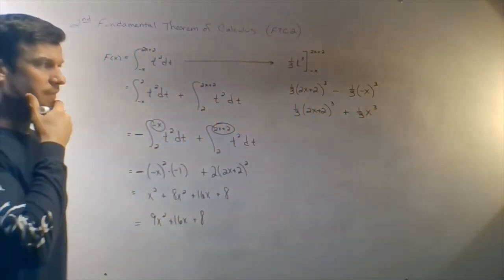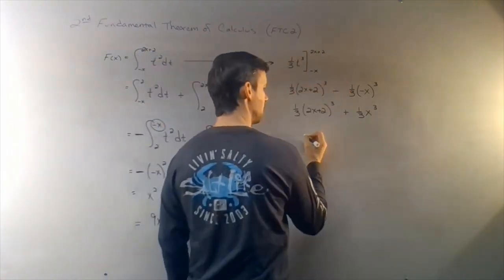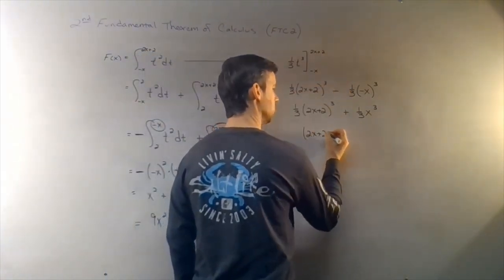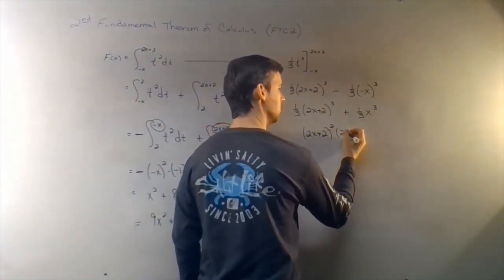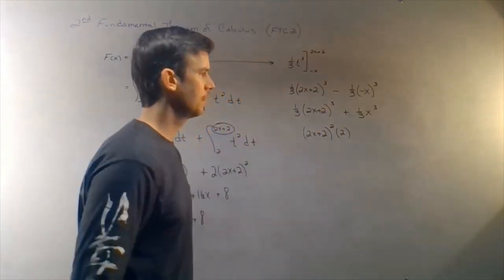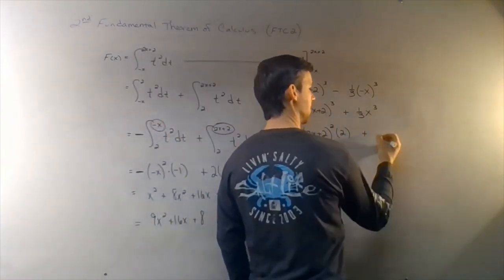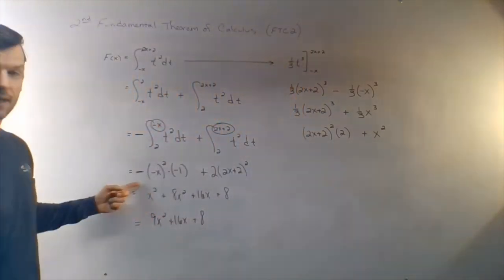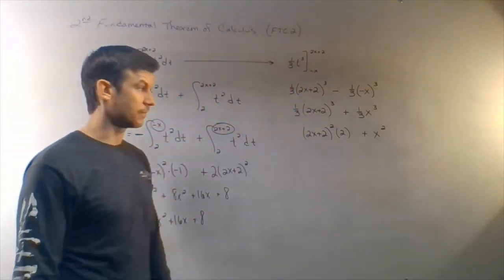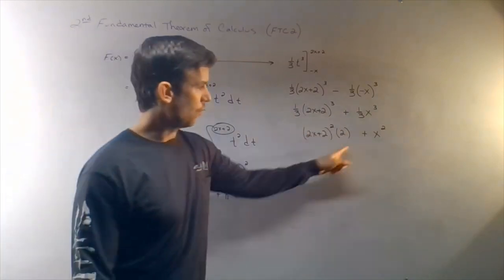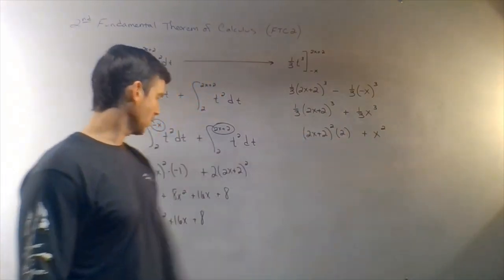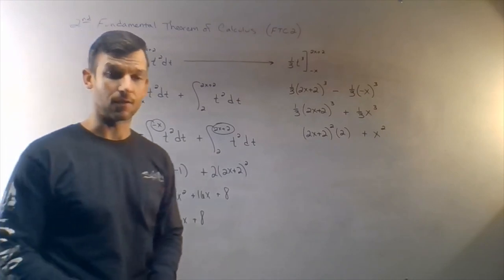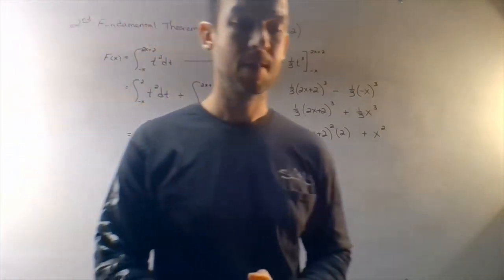And then I can do my derivatives. So I multiply by 3, 2x plus 2 squared times the derivative of the inside, plus multiply by 3, I've got x squared. And you see I'm right on this step right here. I'm going to end up at the same spot. FOIL that out times 2 plus the x squared, I end up with that answer. So I know I'm doing it right.